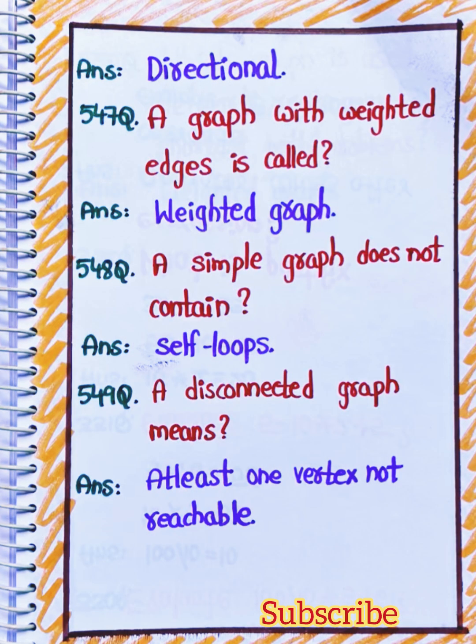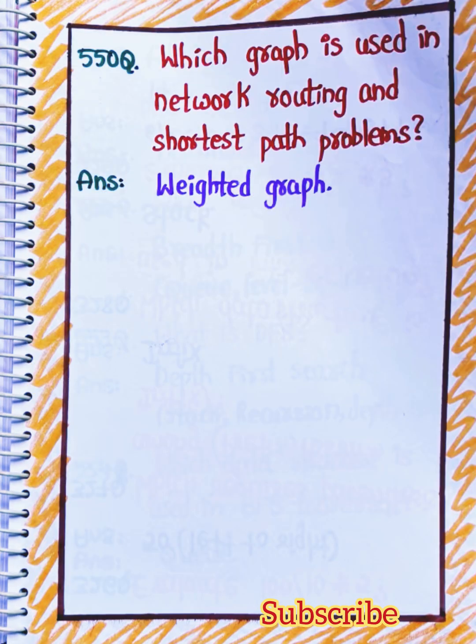Next question, a graph with weighted edges is called weighted graph. A simple graph does not contain self loops. A disconnected graph means at least one vertex not reachable. Which graph is used in network routing and shortest path problems? Weighted graph.